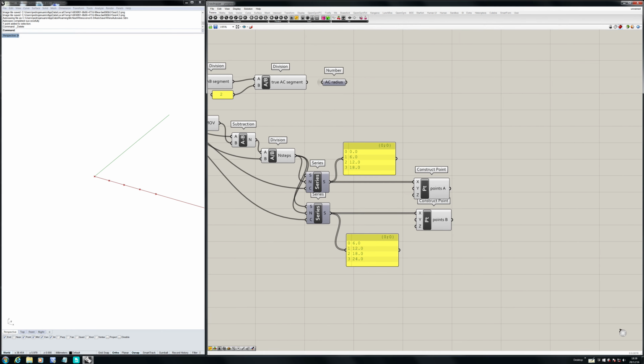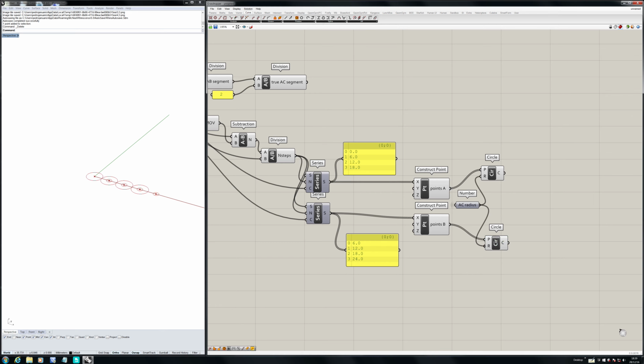Now I have my points, AB points. Now what I said is, having the points, I have to create circles. So curve, circle, 1, 2. Okay, 2 circles. This is going to start in A, and then B. It will appear here. Now what is the radius? The radius is this value, AC radius, that we prepared previously. So this is connect with this, and this one connects here.